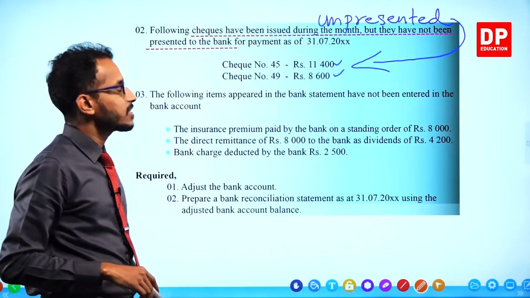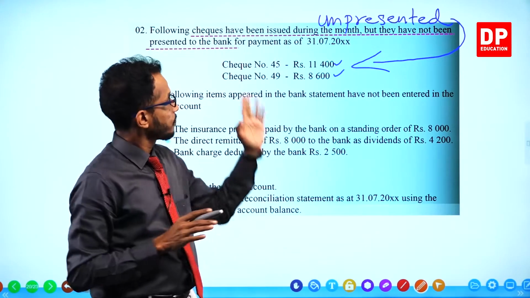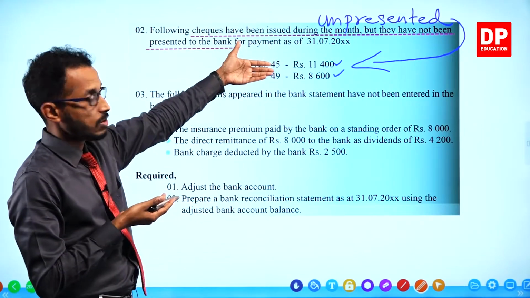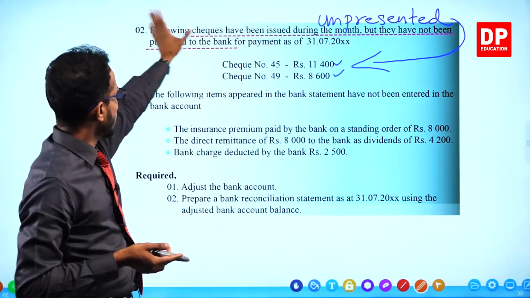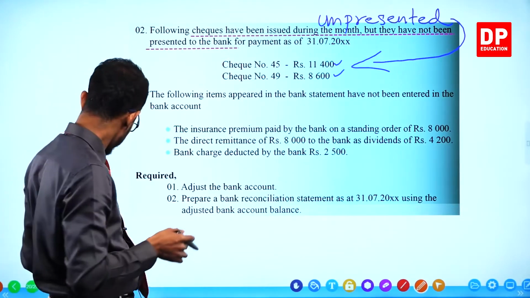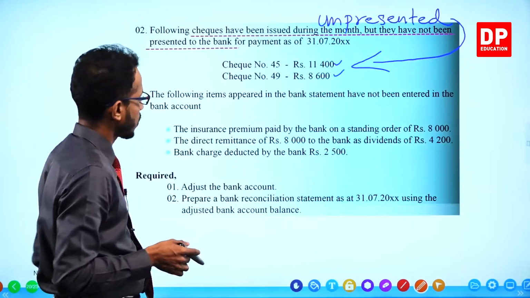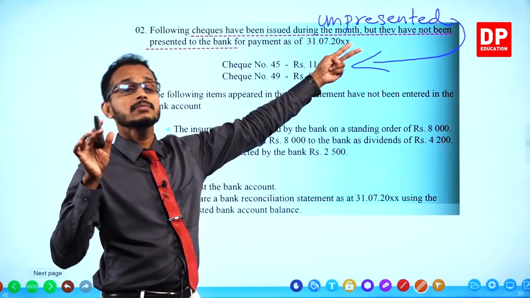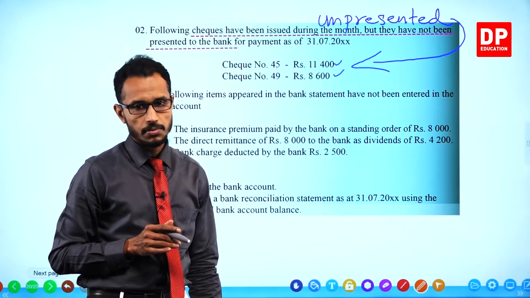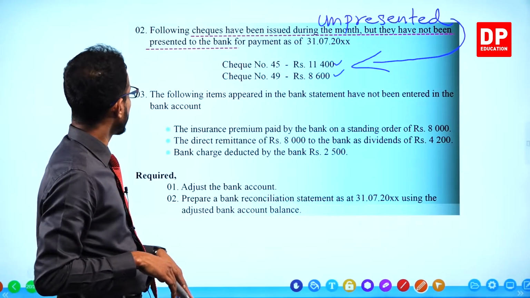Now, it's very helpful if you note down on the book itself, or if you got this question on a paper, just note down somewhere here: unpresented and unrealized checks go to the bank reconciliation statement. So both items go to the reconciliation statement, not to the adjusted bank book. Now let's see what other information is provided.